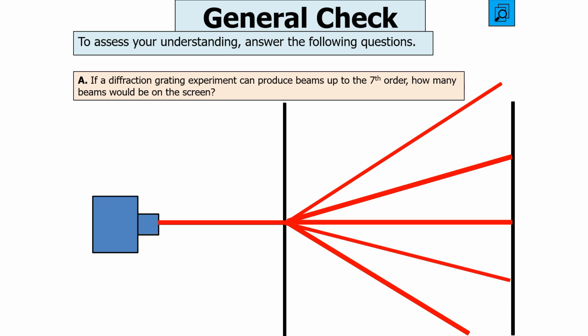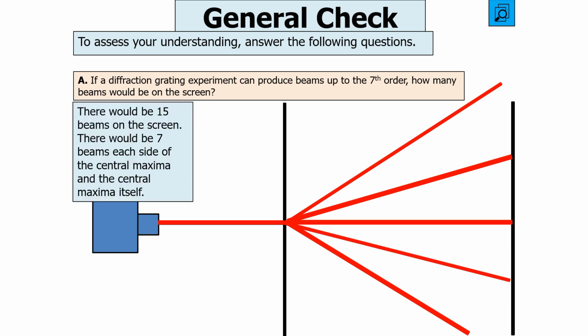If a diffraction grating experiment can produce beams up to the 7th order, how many beams will be on the screen? Pause the video now, then unpause the video when you want to go through your answer. Well, there will be 15 beams on the screen. There will be 7 beams each side of the central maxima and the central maxima itself.